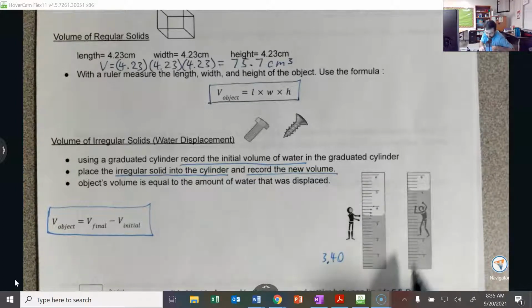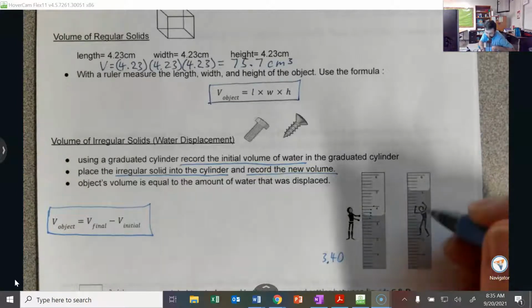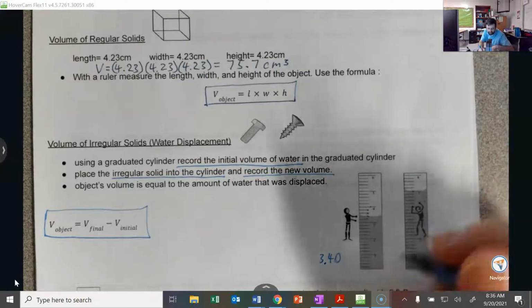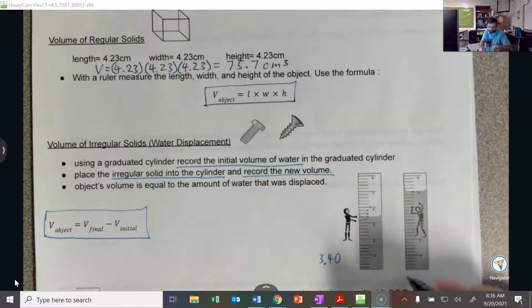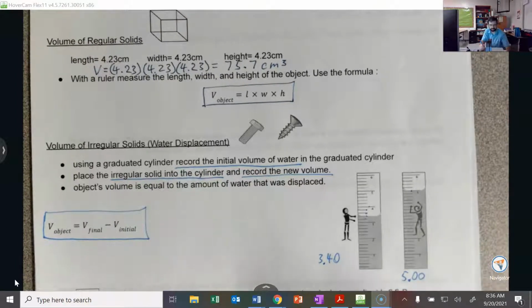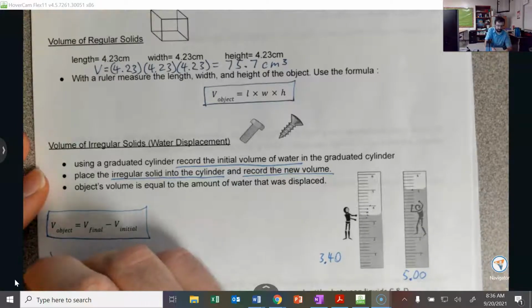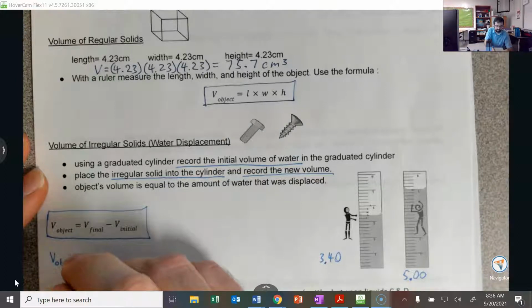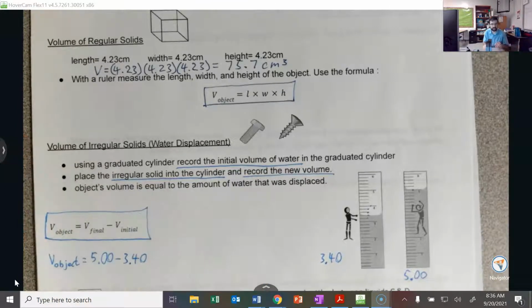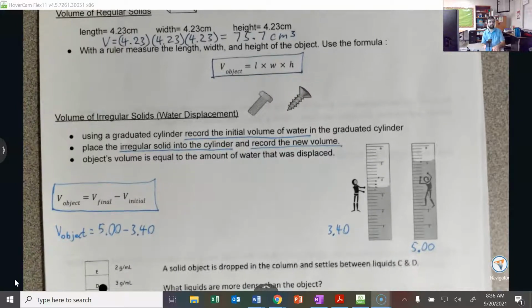milliliters. And then over here I've got 5, exactly 5. But it's on the same instrument, so I know that I need to have 2 decimals, so I'll put 5.00 milliliters. So to find the volume of the object, I need to do 5.00 minus 3.40. Now let's talk about how to subtract with the correct number of sig figs.